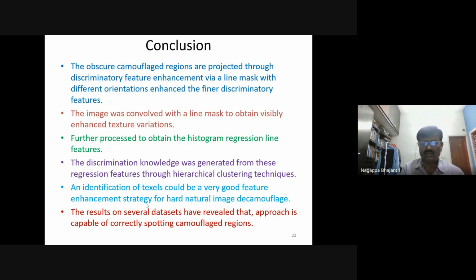So the results on several data sets we have attempted. This approach is capable of correctly spotting the chemical regions. As part of the future work, we can directly extend this to most of the natural images given by nature, most of the animals or reptiles, even for agriculture applications, in order to find out the defect portion of the leaves or crops. So that is more worthwhile to discuss.